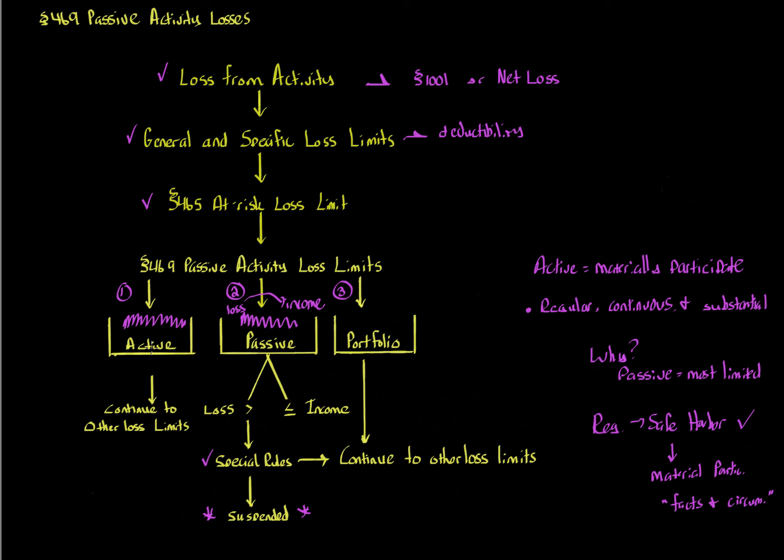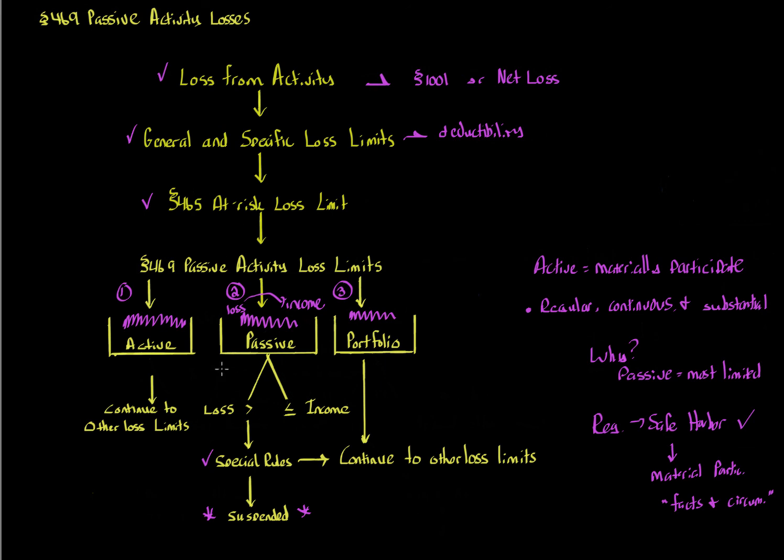Now, if you are active or portfolio and you have a loss that exceeds the income within that basket, it most likely can go on the tax return. Now, you have to consider the other loss limits. So, for example, the portfolio, if it's considered capital, which most likely it would be, you probably are going to be limited to what you can take that year, subject to other loss limitations. But the passive, that's what the rules are.